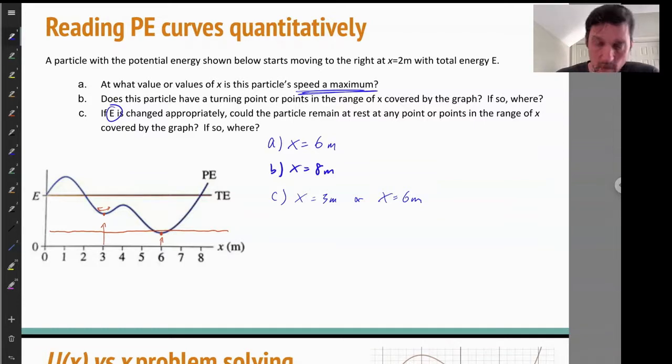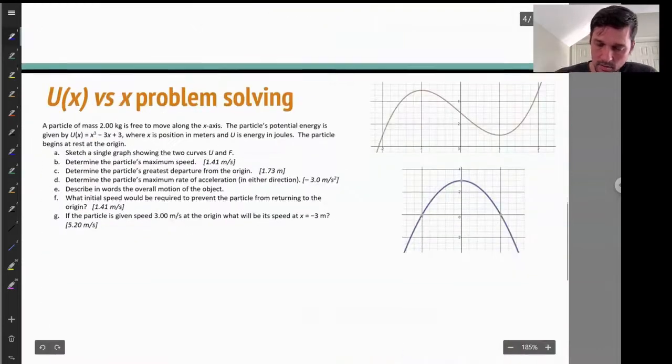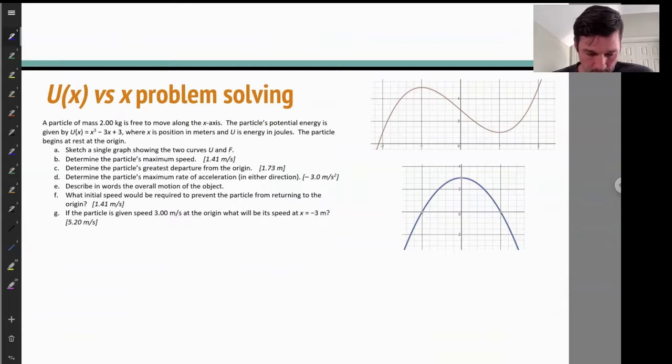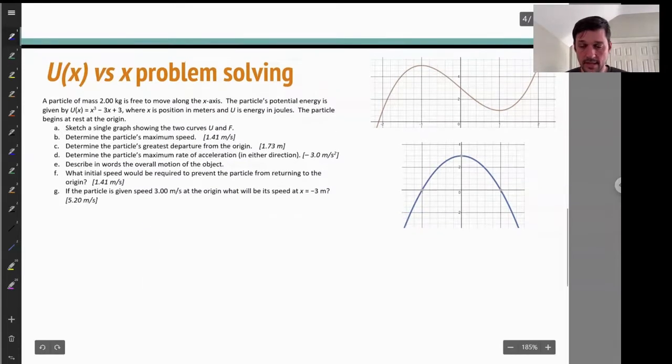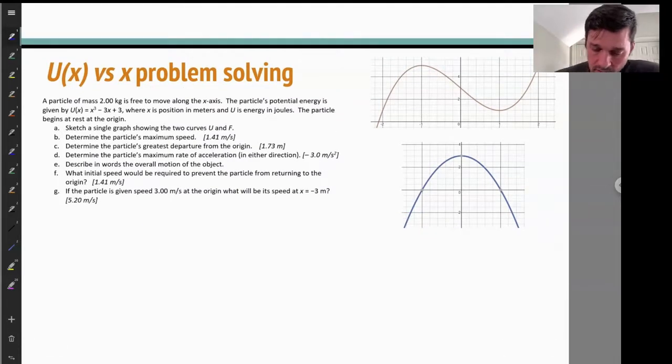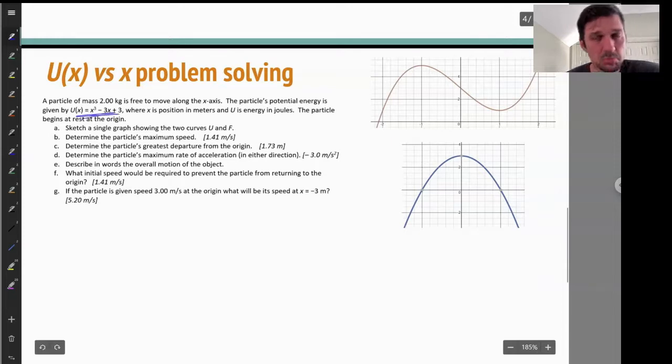All right, so there's a little bit of mildly quantitative graph reading. Now let's bring in the heavy stuff. A particle of mass 2 kilograms is free to move along the x-axis. The particle's potential energy is given by this interesting function, where x is position in meters and U is energy in joules. The particle begins at rest at the origin, at position 0. The horizontal axis is position.